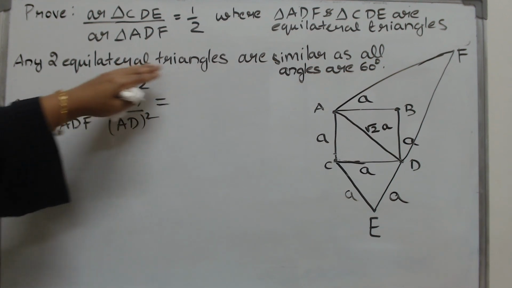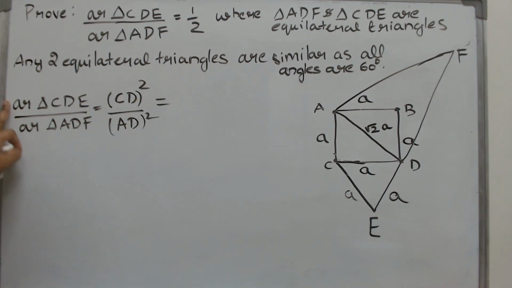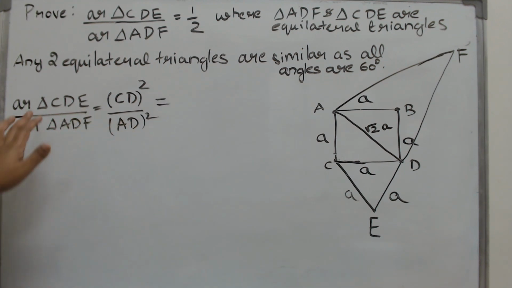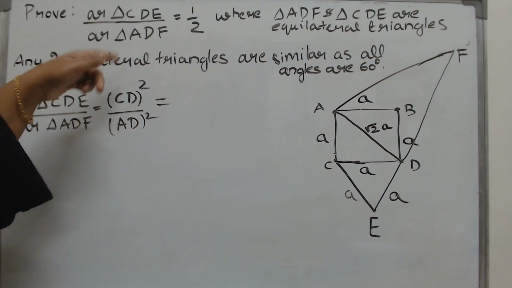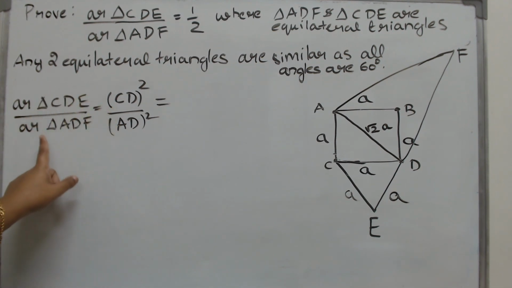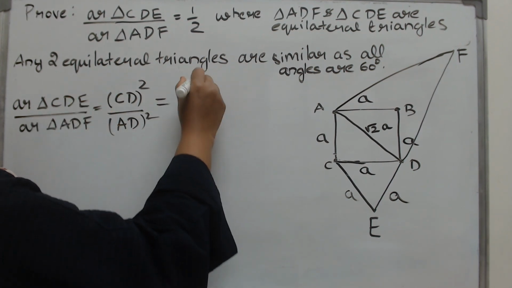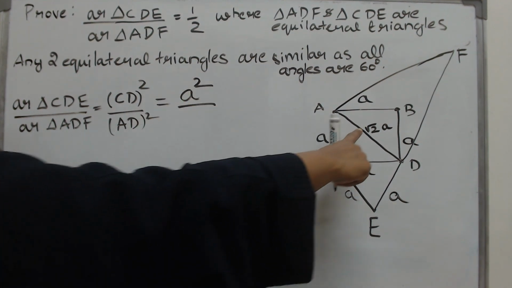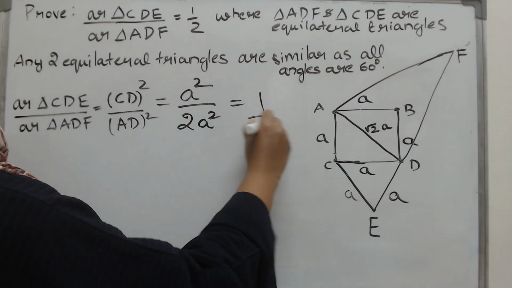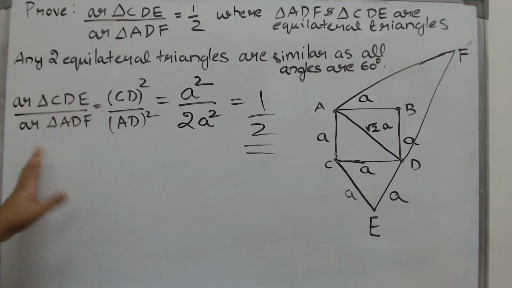Now if any two triangles are similar, then the ratio of their areas is equal to the ratio of the squares of their sides. So take any side of this triangle, square it. Take any side of this triangle, square it, then these two ratios will be equal. But then what is CD? We took CD as A. What is AD? We saw that AD is root 2A. Square it and you get 2A square, or in other words, it is half. It is the same question, but here we have used the similarity of triangles and proved it in another way.